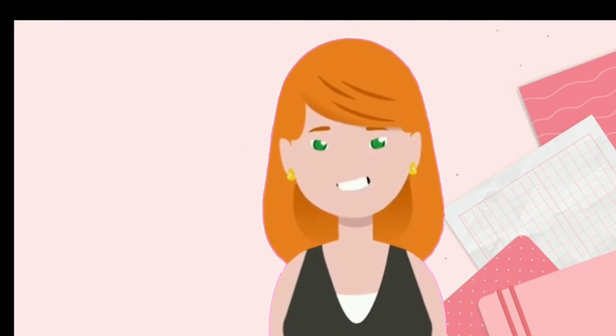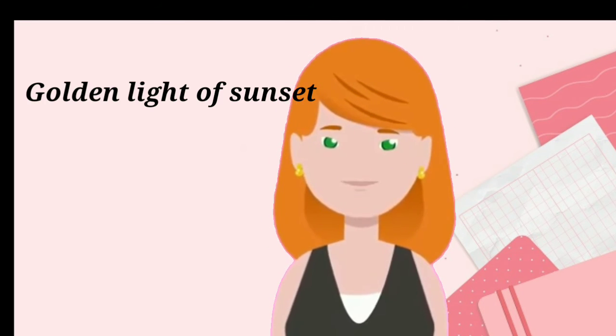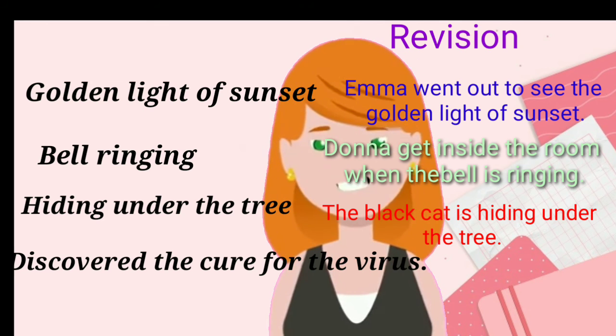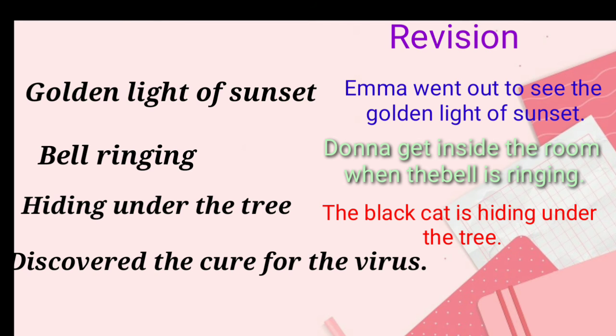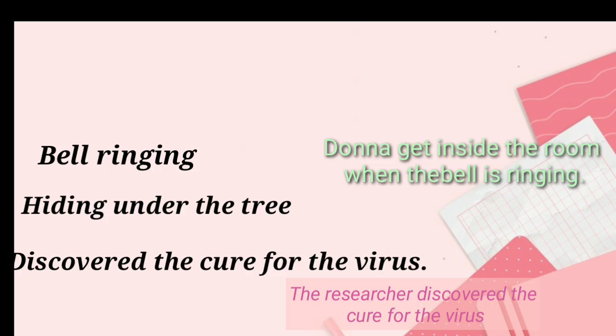First is golden light of sunset. Revision would be: Emma went out to see the golden light of sunset. Next we have bell ringing. Revision would be: Donna got inside the room when the bell was ringing. Next we have hiding under the tree. Possible revision: The black cat is hiding under the tree. Last example, discover the cure for the virus. Possible revision: The researcher discovered the cure for the virus.